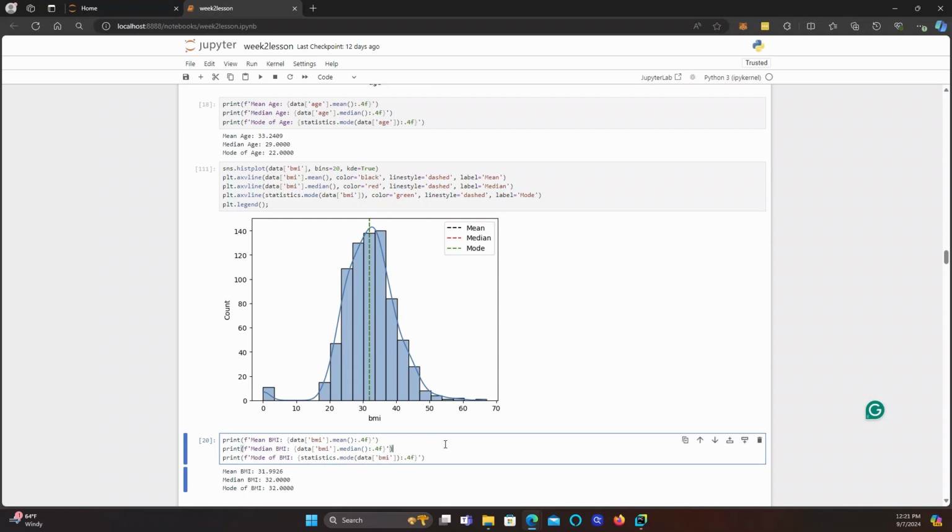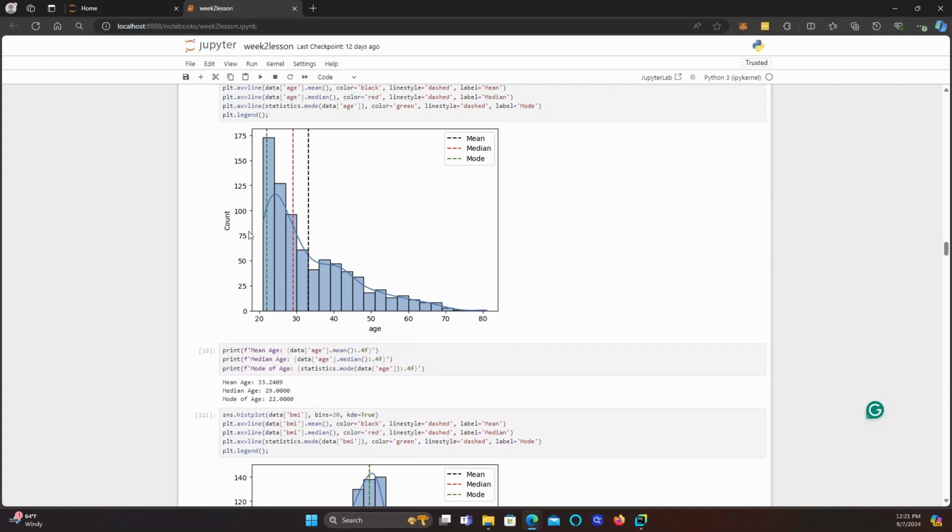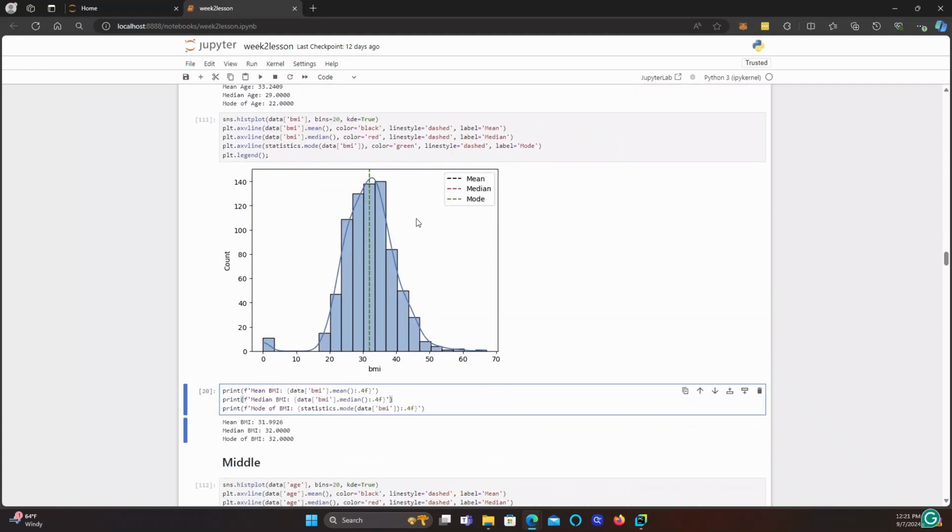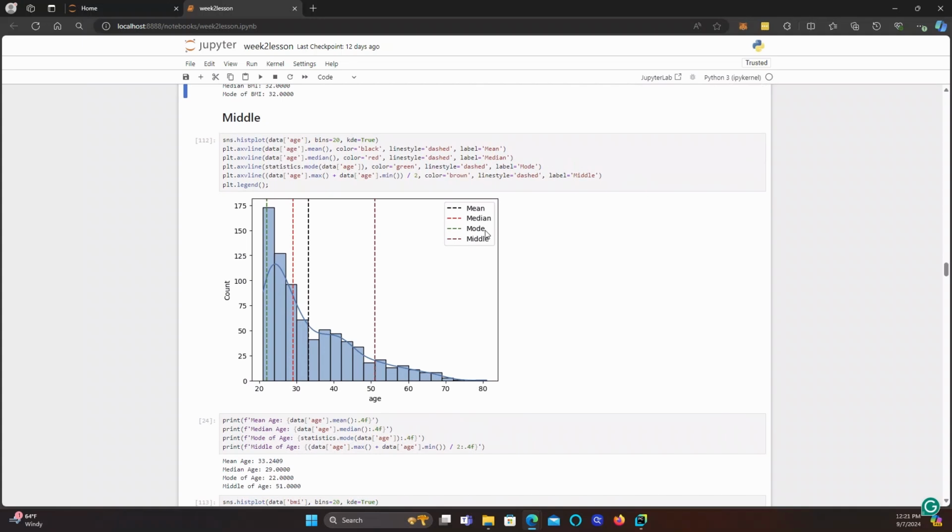If you were asked to predict a person's age at random, you would be more likely to be exactly correct if you guessed, say, 22, but you would also be pretty far off most of the time, and you could even be 60 years off if the person is in their 80s. Whereas when your data is symmetrical, the mean, median, and mode all kind of show up in the middle. The middle here is the average of the biggest and smallest value.